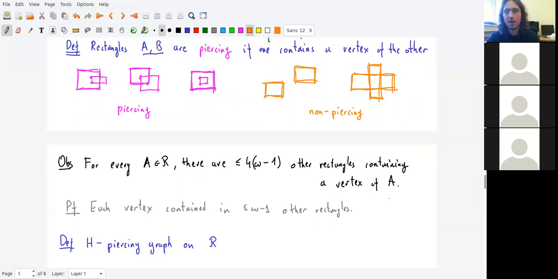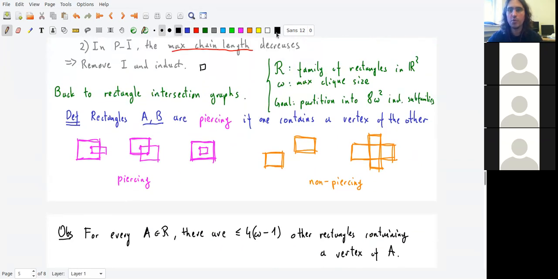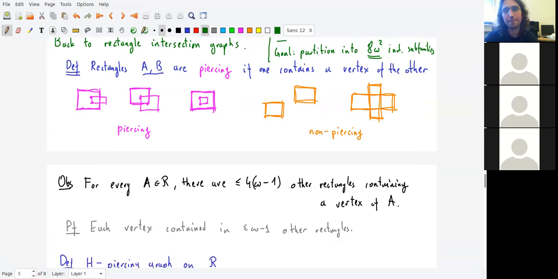So first observation, a very easy one. Let me just recall what we are trying to do. We have this family of rectangles in the plane. Omega is the maximum clique size, so the maximum subset of those rectangles that pairwise intersect. The goal is to partition my family of rectangles into 8 omega square subfamilies of rectangles that are independent, and independent in this sense means pairwise non-intersecting. Good. So now we are focusing on at least getting pairwise non-piercing.